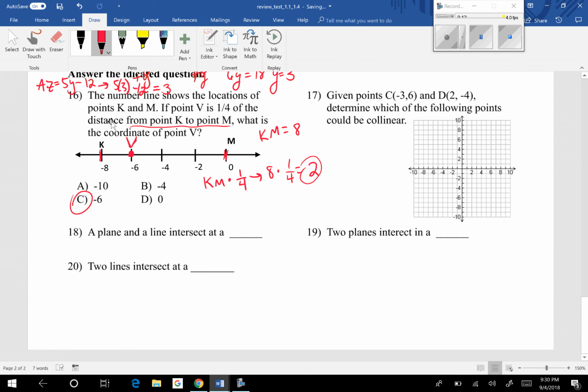Question 18. A plane and a line intersect at A. This comes from your blue foldable. A plane and a line intersect at a point. So again, that's like the sheet of paper with the string going through it, or a pencil going through it. They only meet in one little tiny spot. All right, 20. 2 lines. So we have this line here and this line there. 2 lines intersect at a point.